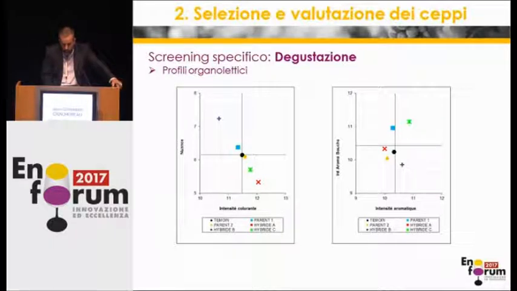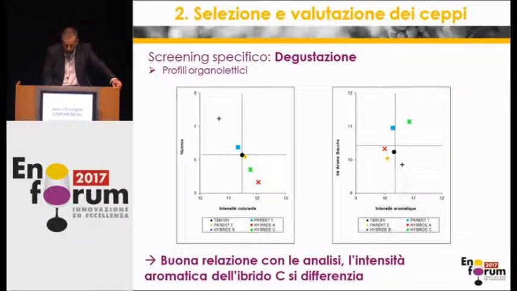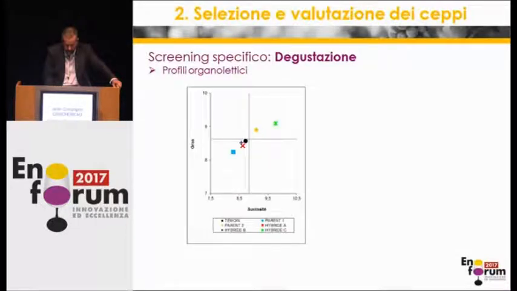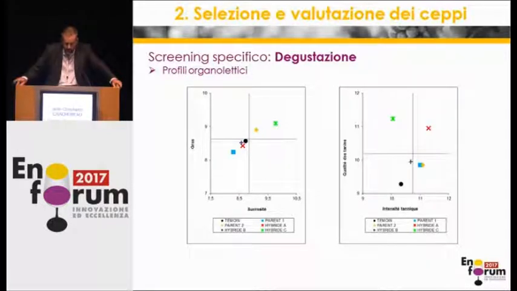Here are specific criteria that are evaluated when tasting. Color intensity, number A, hybrid A is the most intense, and hybrid B is less intense in terms of color. When it comes to aromatic intensity, it is on the palate that you tell the differences with parent 1 and hybrid C that are in the top quadrants.